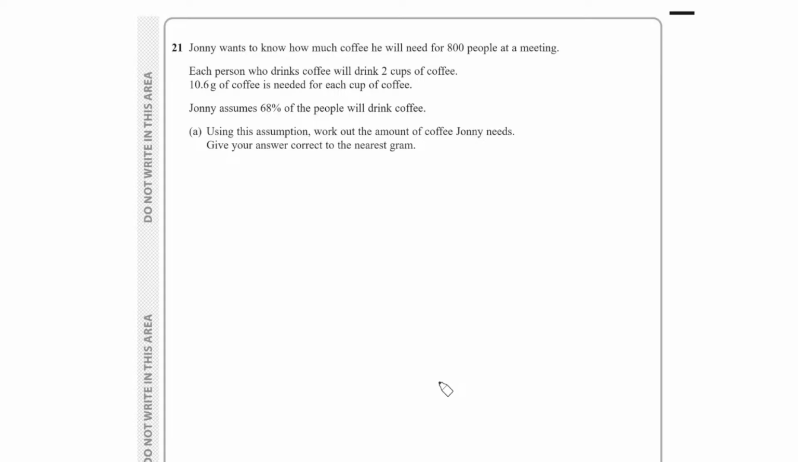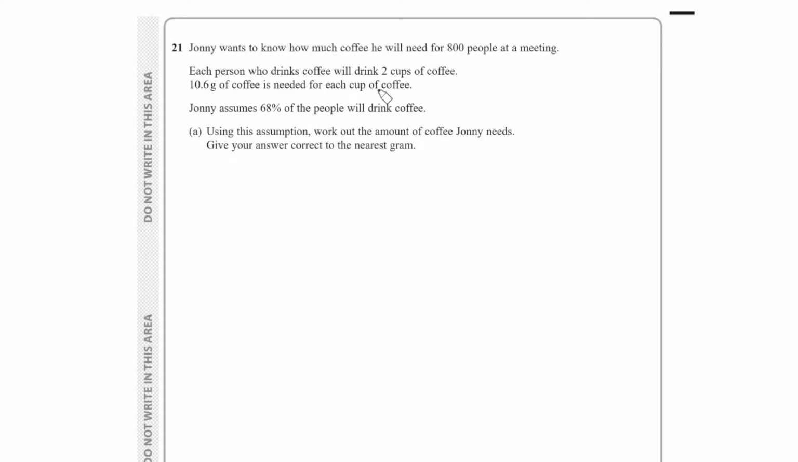Question 21. Johnny wants to know how much coffee he will need for 800 people at a meeting. Each person who drinks coffee will drink 2 cups of coffee. 10.6 grams of coffee is needed for each cup, and he's going to assume that all of them are going to drink the 2 cups. So Johnny assumes 68% of the people will drink coffee.